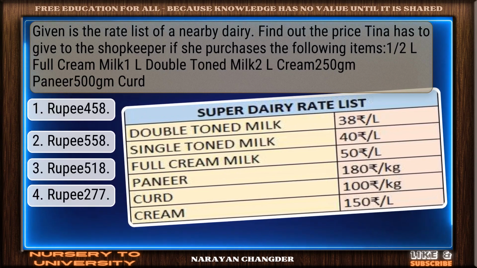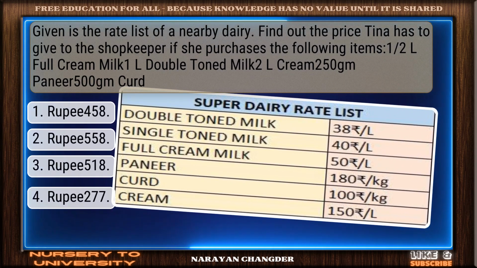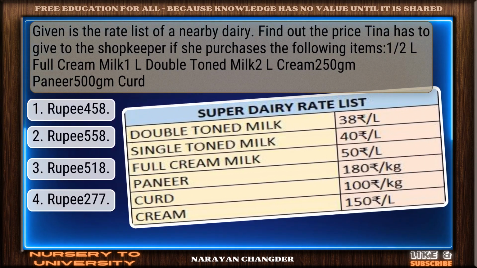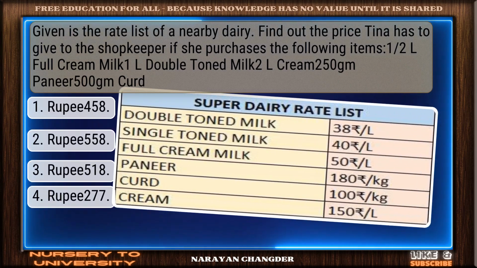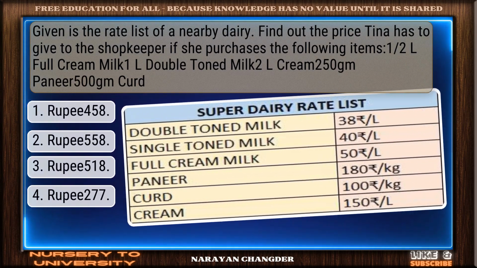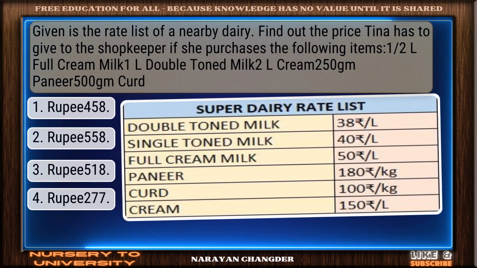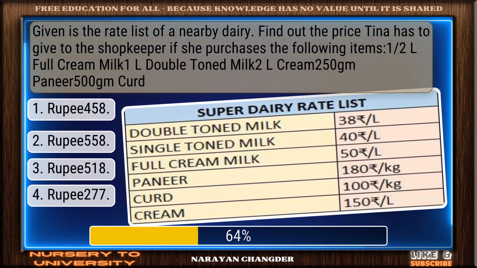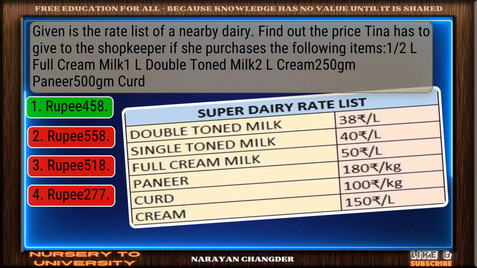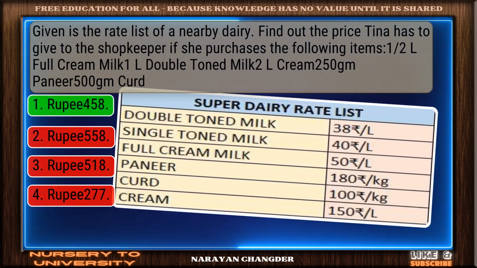Given is the rate list of a nearby dairy. Find out the price Tina has to give to the shopkeeper if she purchases the following items: 2L full cream milk, 2L double cream, 250 gm paneer, 500 ml curd. Good job. Your answer rupee 458 works well here.